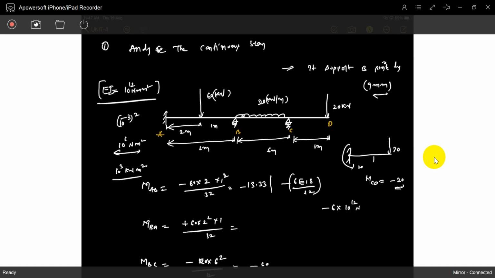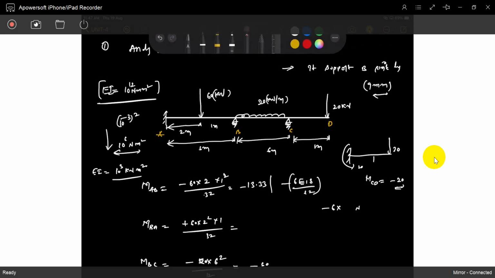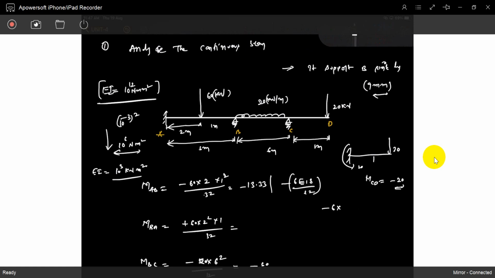That's it. EI is kilonewton meter square. You can write it directly. No need to write newtons because everything is in kilonewton meters. Don't write newtons and mm. Okay, 10 power 3, and delta is 9 mm, in meters. L is 3 square. That's it, just add it.